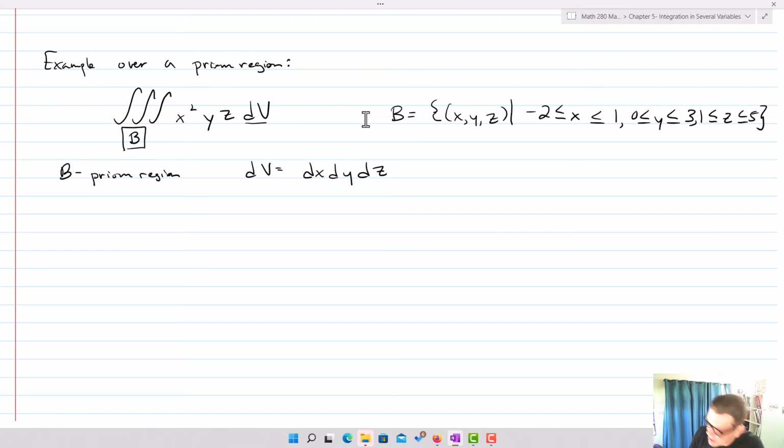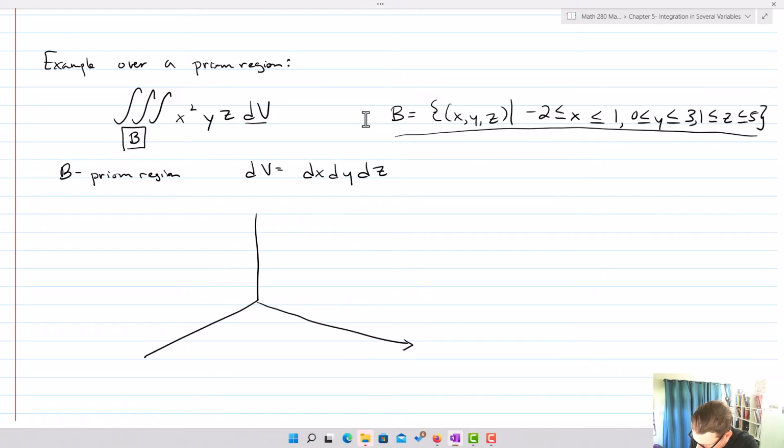Now here's our box, here's our prism, and I'm going to draw it in three dimensions to give us a real clear sense of what's going on. On the x-axis, we're going to go from -2 to 1. Then on the y-axis, we'll go from 0 to 3, and on the z-axis, we're going to go from 1 to 5.